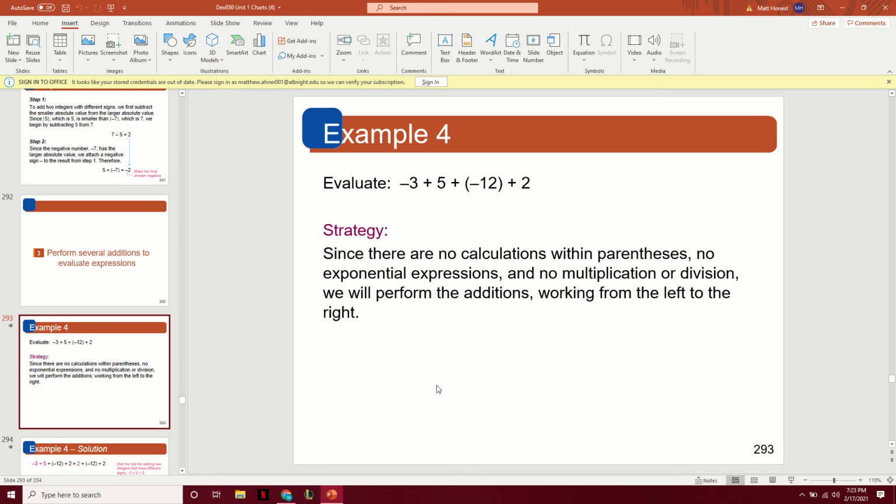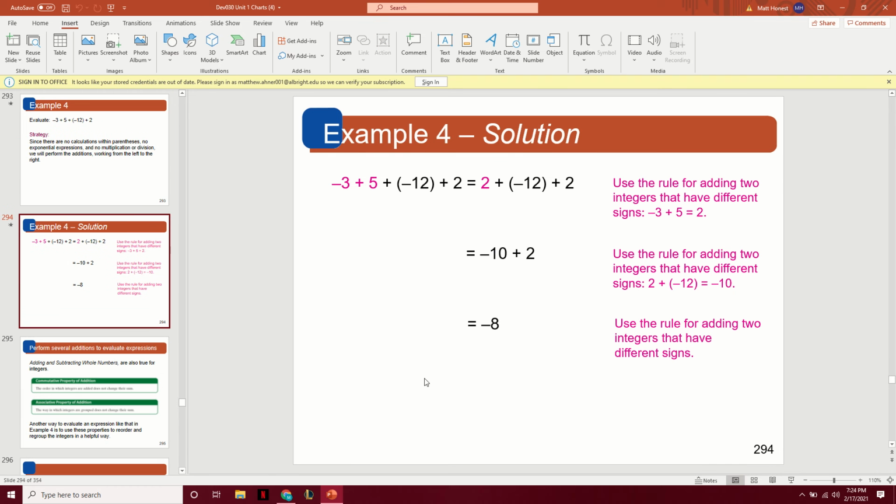Let's look at a problem like this. Let's do a couple of different operations within an expression. So for this one, we have negative 3 plus 5 plus negative 12 plus 3. Since we don't have any parentheses, multiplication, division, or exponents, we're just going to do our addition from left to right. So to start, we're going to work left to right.